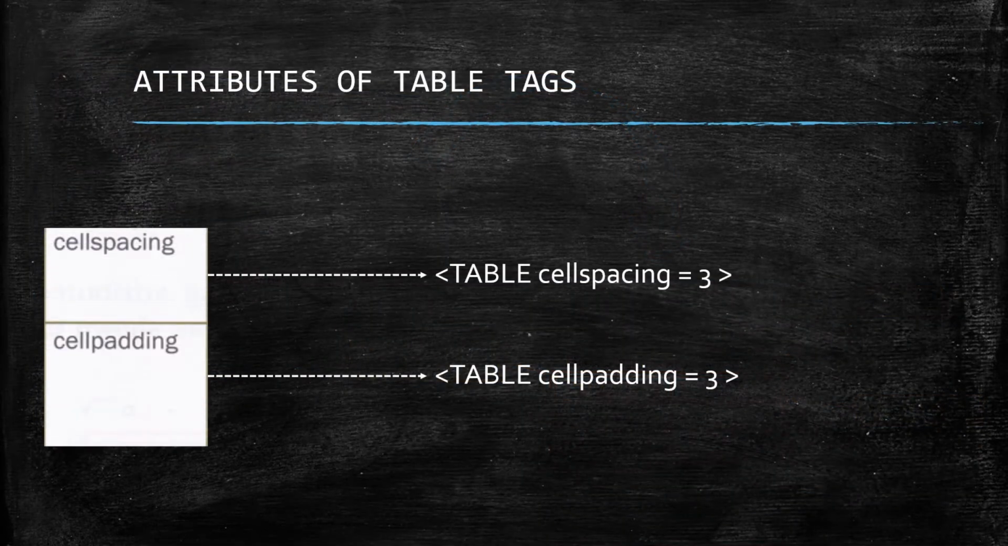Now we are going to discuss another two attributes of the table tag. The first one is cell spacing, and the second one is cell padding. The cell spacing attribute specifies the space between two adjacent cells. The value is specified in pixels. And the cell padding attribute specifies the space between the edge of a cell and the contents of the cell. The value is specified, just like in cell spacing, in pixels.